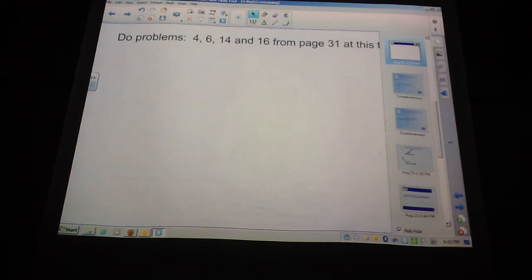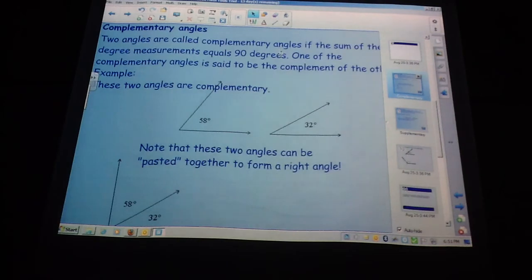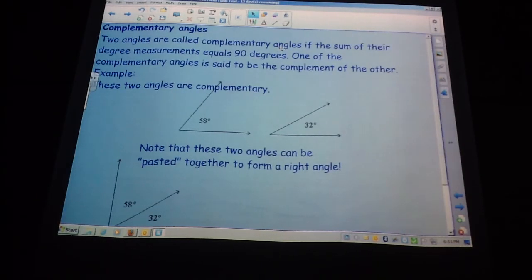Alright, picking up where we left off here, we're going to start talking about other pairs of angles. Complementary angles. Two angles are called complementary angles if the sum of their degree measurements equals 90 degrees. One of the complementary angles is said to be a complement of the other.